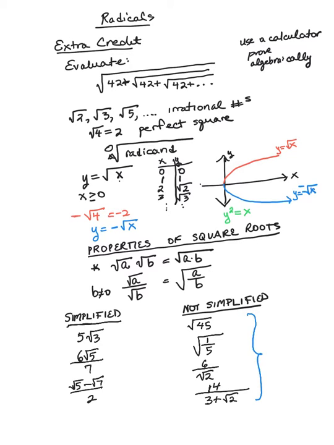In the first case, the radicand cannot have a perfect square factor. So 45 has a perfect square factor, and that is 9. So that's not considered simplified. Also, there cannot be a fraction in the radicand, like in this one.